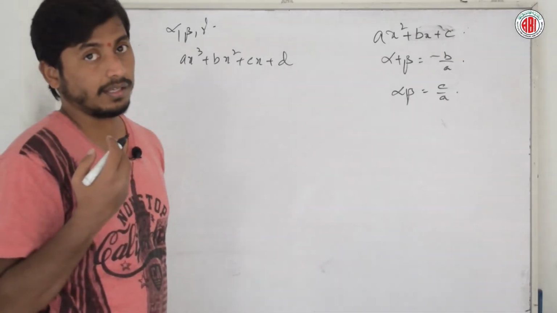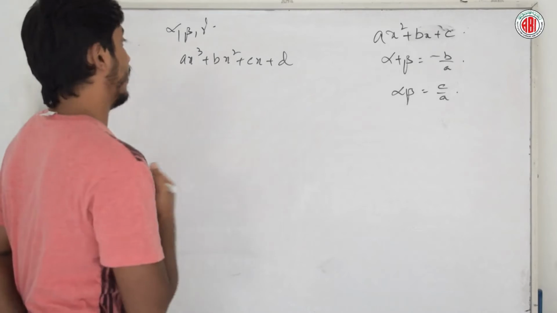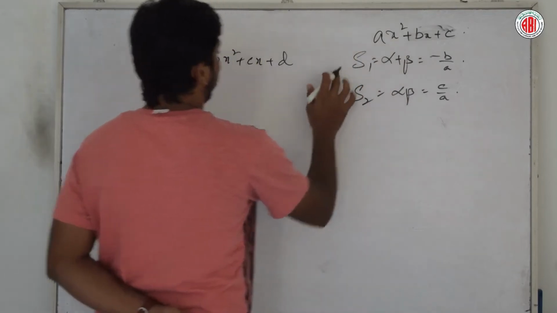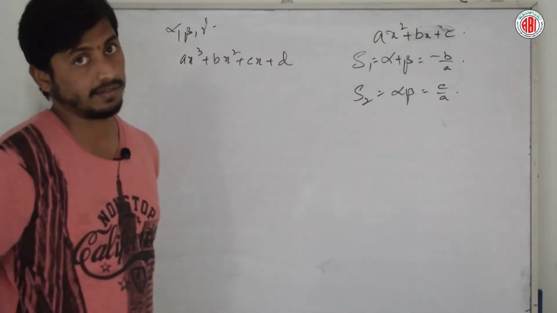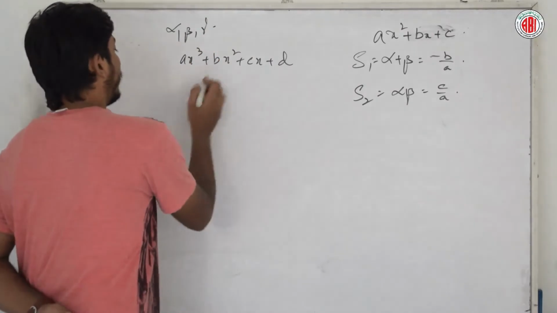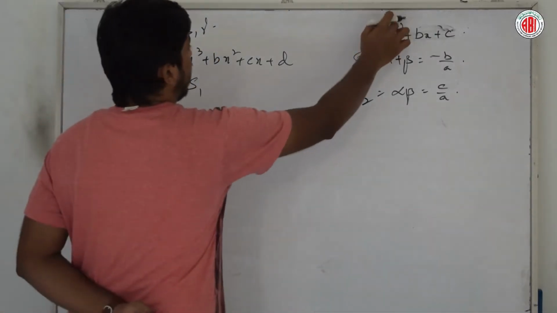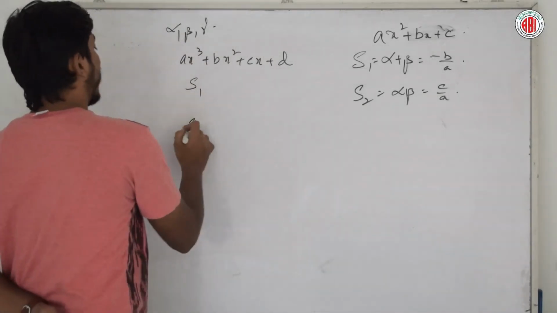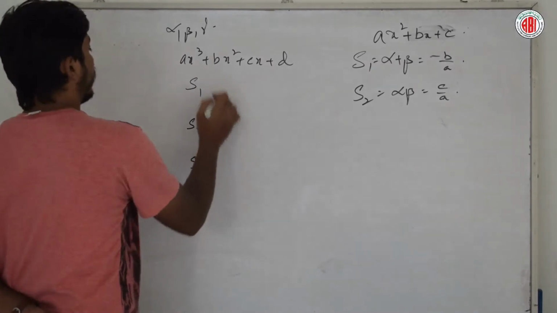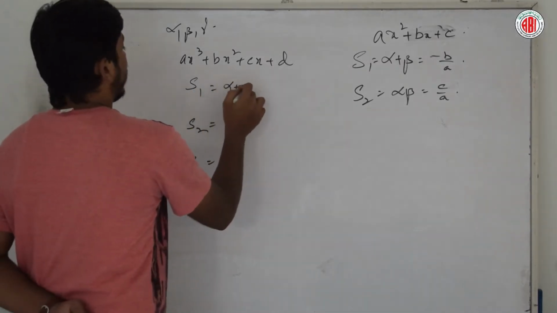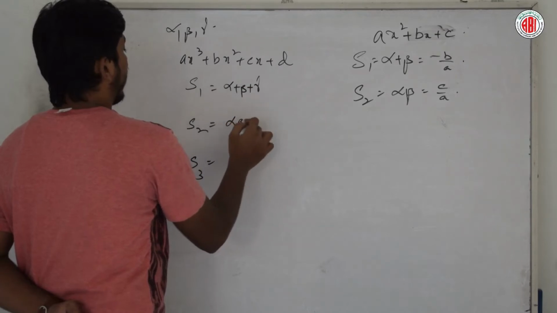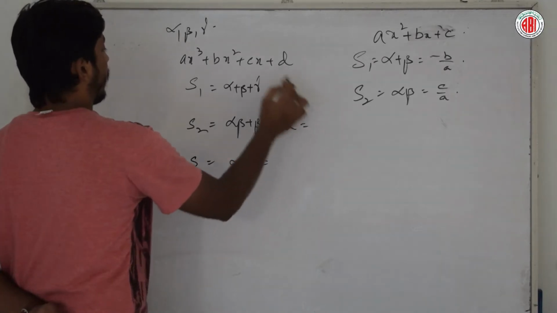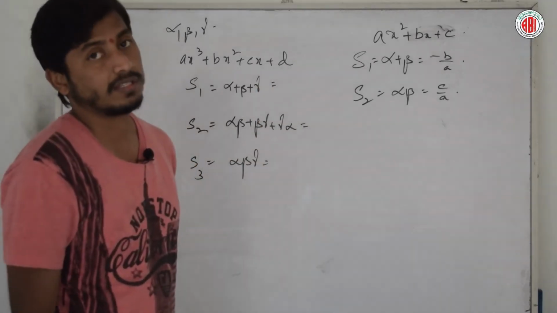What are the different parameters, or what are the different variables here? For sum and everything, we will call these parameters S1 and S2. Remember this. Next, since it is degree 2, we'll have only two relations. If it is degree 3, we are going to have 3. Here it will be like alpha plus beta plus gamma, alpha beta plus beta gamma plus gamma alpha, and alpha beta gamma.